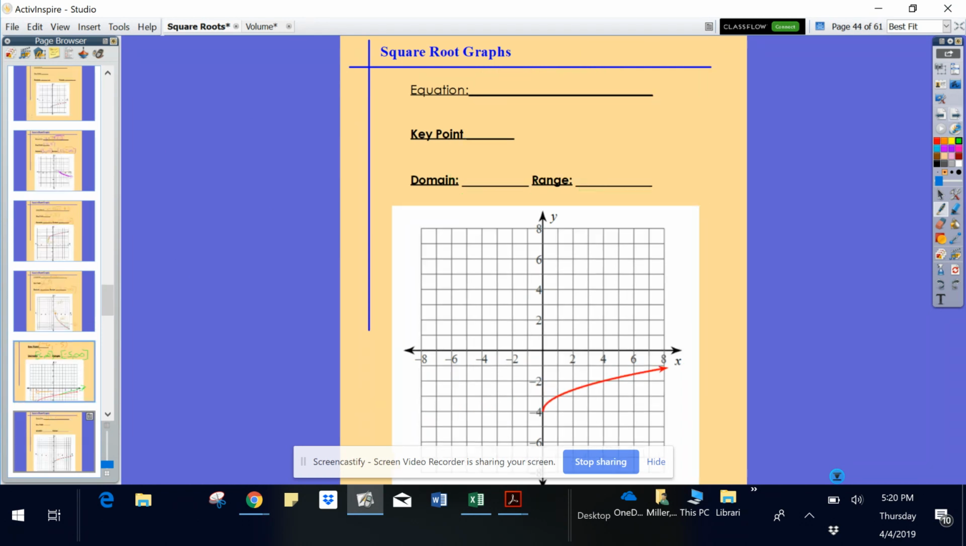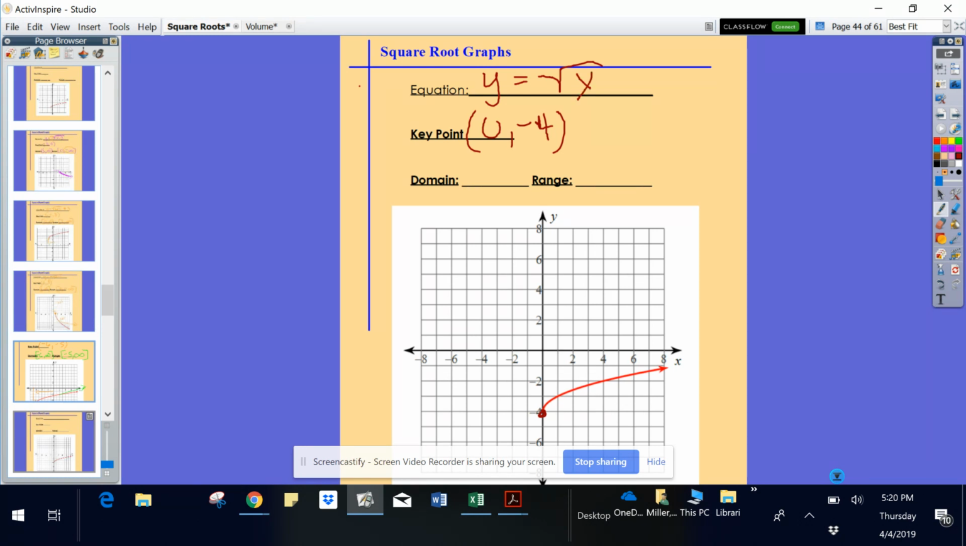Okay? All right. I'm going to do this last one, but if you guys think you know what's going on, you can go ahead and stop the video. But let's just look at it for people that might need a little bit extra help. Okay. Key point right here at -4. So 0, -4. All right. So is it a positive graph or a negative graph? It is a positive graph. So y equals the square root of x.